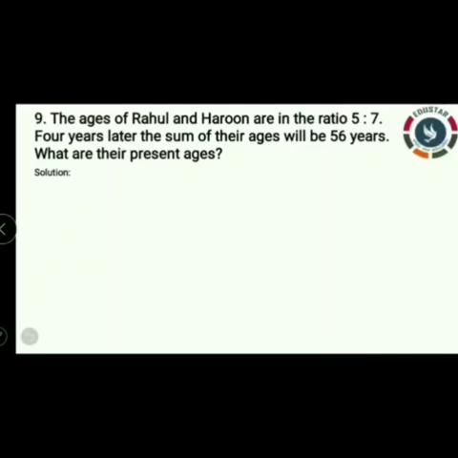The ages of Rahul and Harun are in the ratio 5:7. 4 years later, the sum of their ages will be 56 years. What are their present ages? We already know the concept of ratio. A ratio is a comparison of two or more numbers that indicates their sizes in relation to each other. Here, they gave Rahul's and Harun's ages in the ratio 5:7.